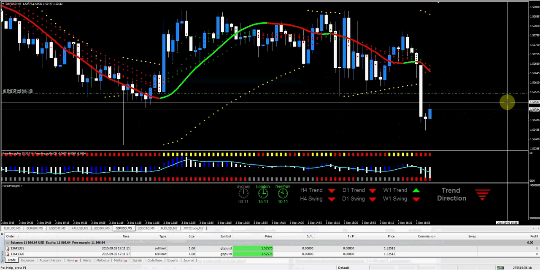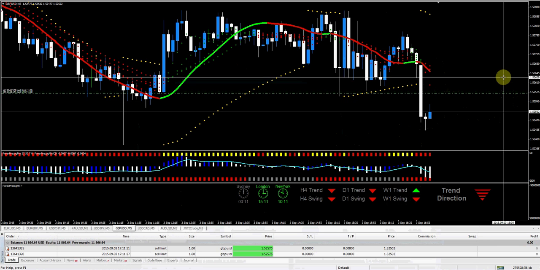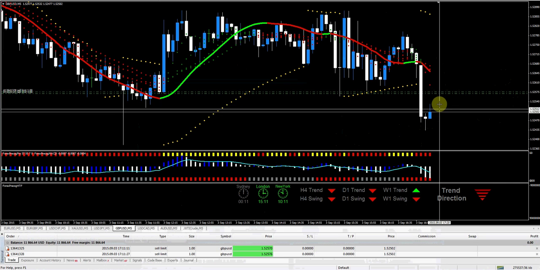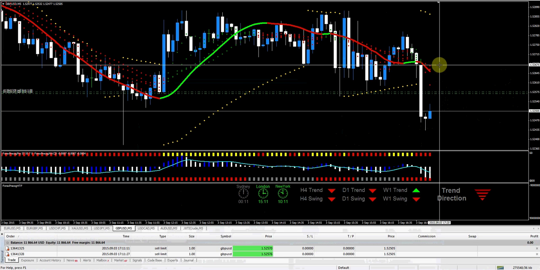Alright, it looks like 5253 might be a good level to get in. So I just have a feeling the market's going to try and take back some of this. But to be honest, it doesn't really matter because our stop's going to be up here.